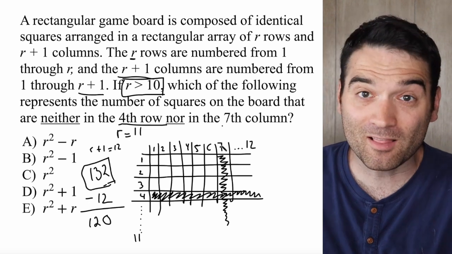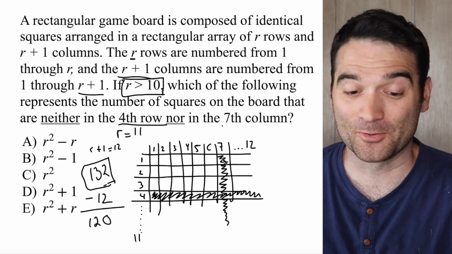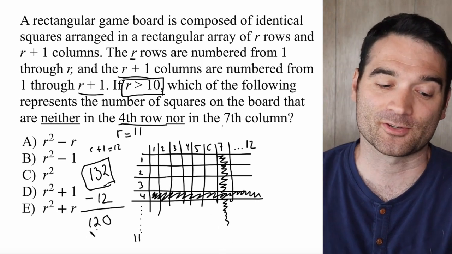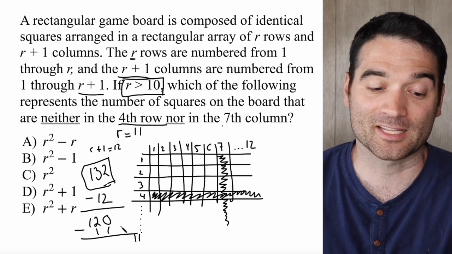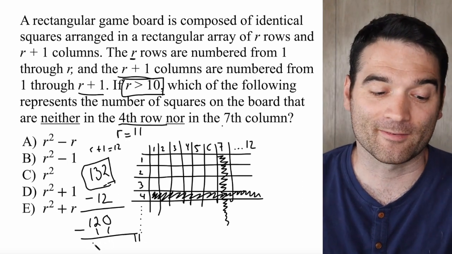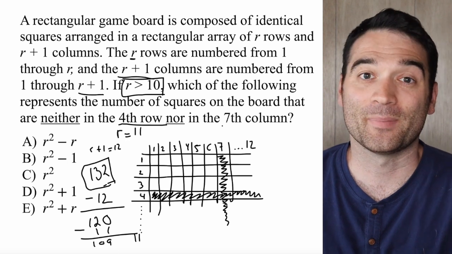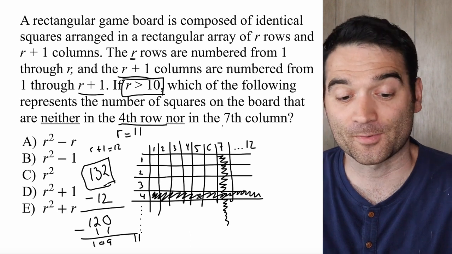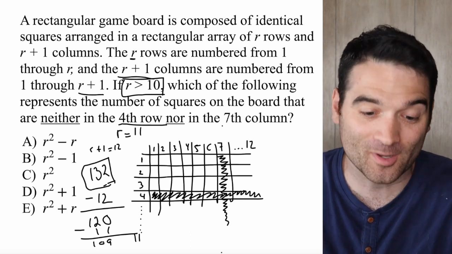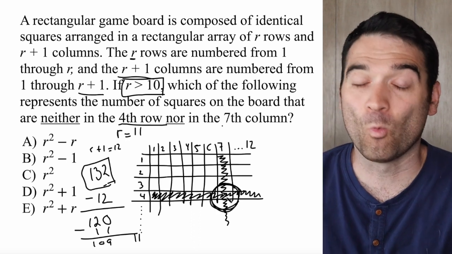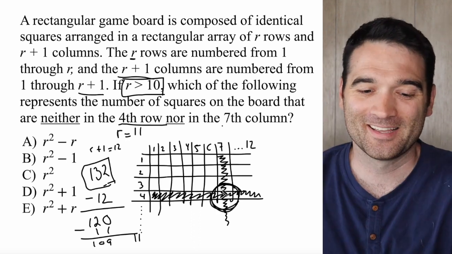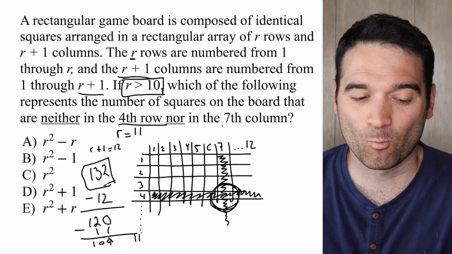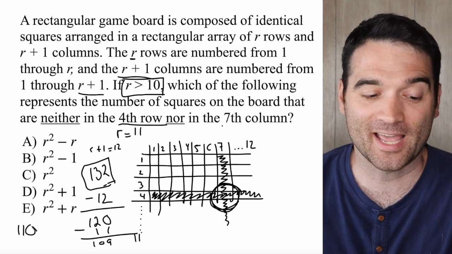And then in the 7th column, there are how many rows? 1, 2, 3, 4, 5, 6, 7, 8, 9, 10, 11. There are 11 cells going down here. So I'll subtract 11, and that gets me to 109. But here's the thing. In subtracting out these 12 cells, and then subtracting out these ones, I double subtracted one of them, the one where they cross. So that one needs to be added back in because I subtracted it twice. So I'm going to add 1 back into 109, and that gets me 110.